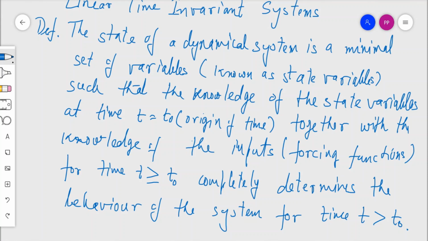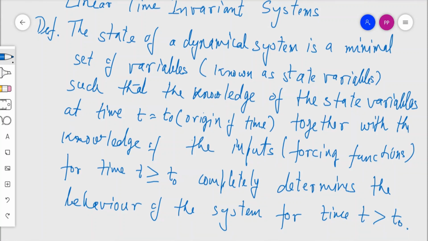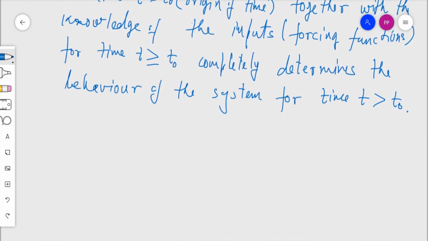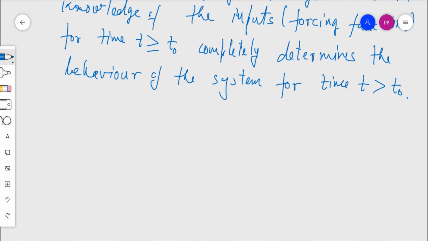So together with the knowledge of the system variables and the input function to the system, we can determine the behavior of the system for all future times. So let me take an example so we'll understand it better. Let me say that I have a car.